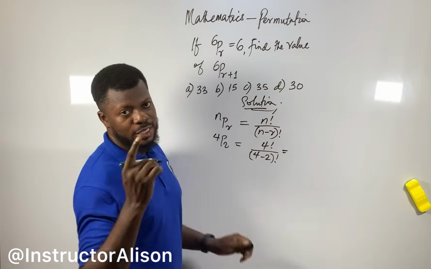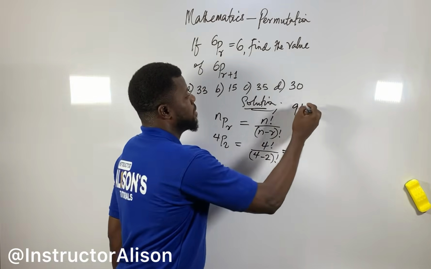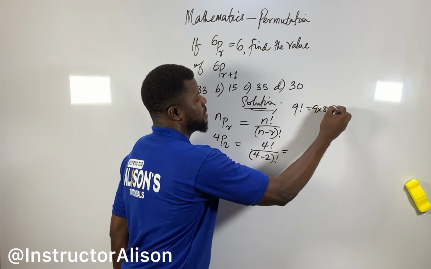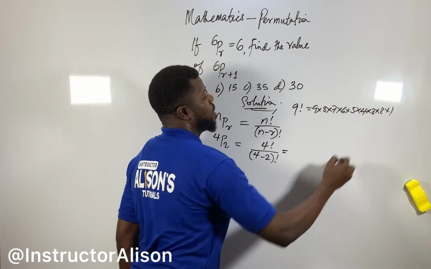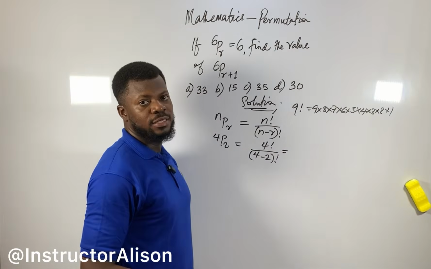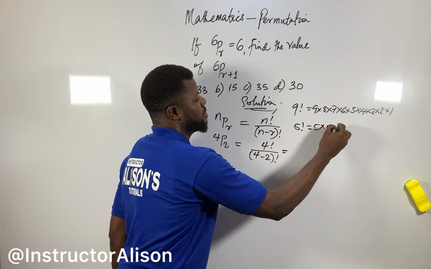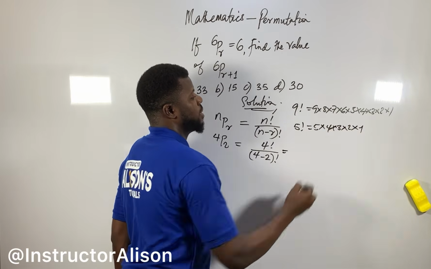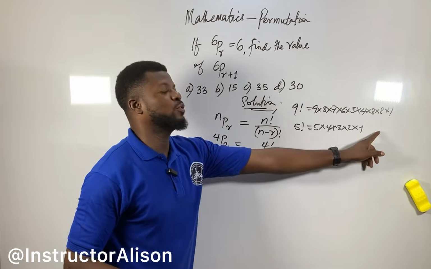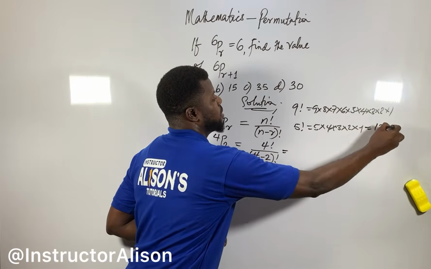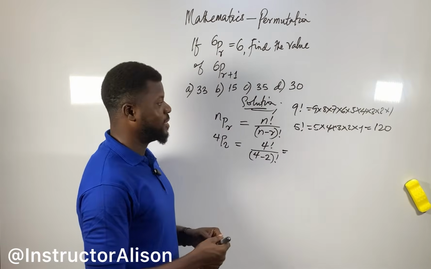Now, another thing I want to teach you: what is factorial? If I have 9 factorial, what does it mean? It means 9 times 8 times 7 times 6 times 5 times 4 times 3 times 2 times 1. If they ask you what 5 factorial is, we say 5 times 4 times 3 times 2 times 1. 5 times 4 is 20, times 3 is 60, times 2 is 120. So the answer is 120. You can just check the answer by yourself.